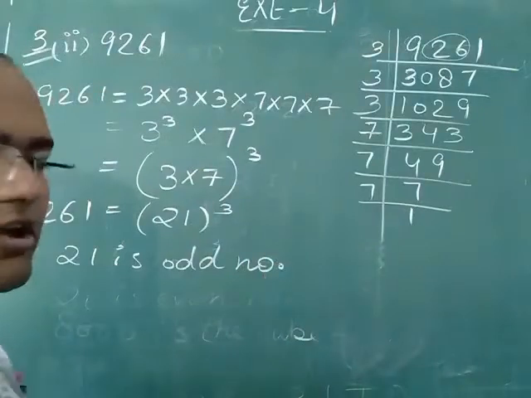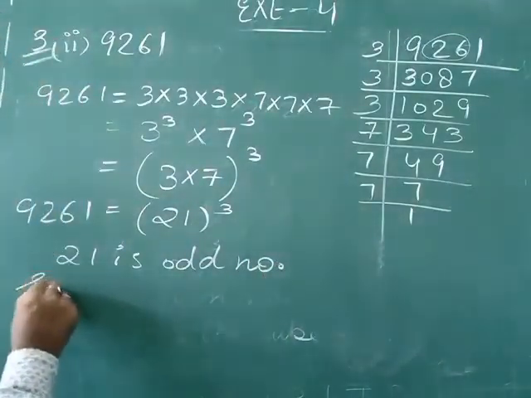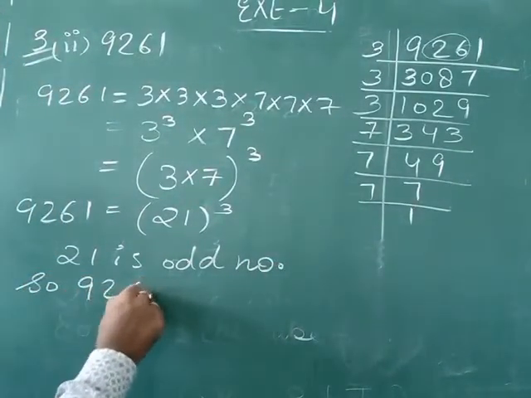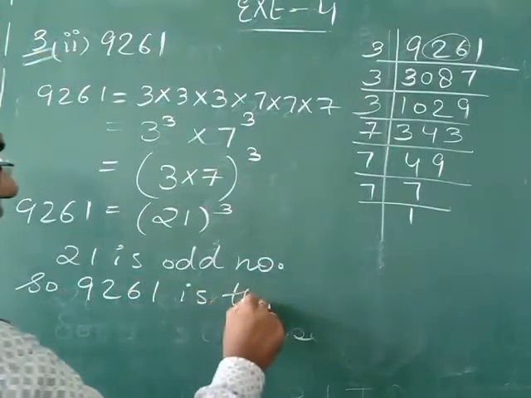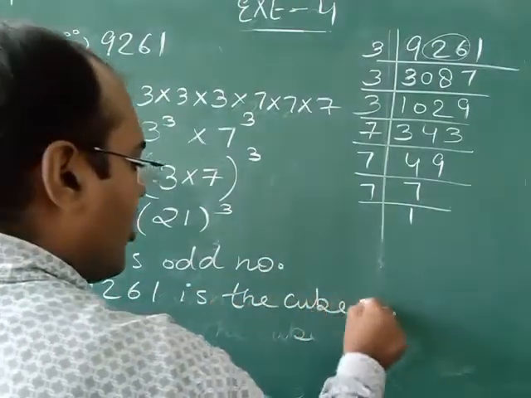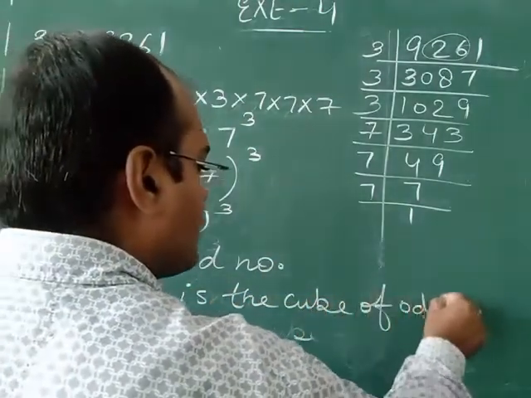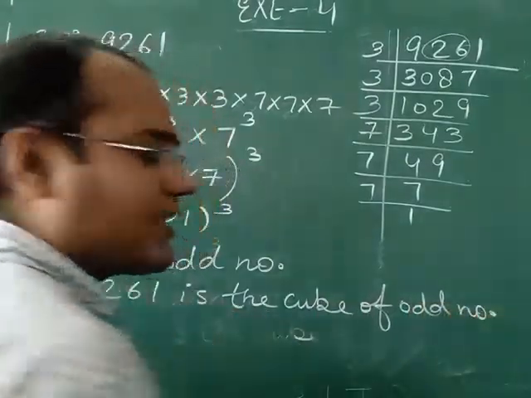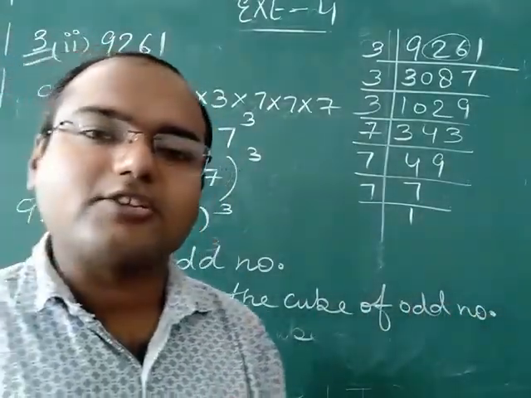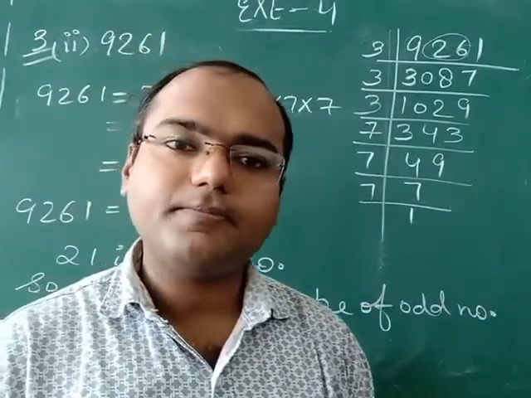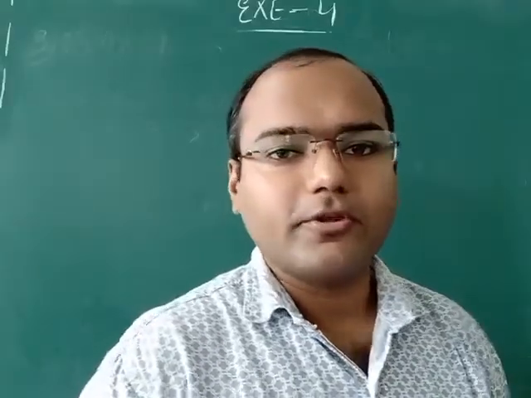What is 21? An odd number. So 9261 is the cube of an odd number. So like this you have to do all the remaining parts of question number 3. Now come to question number 4.